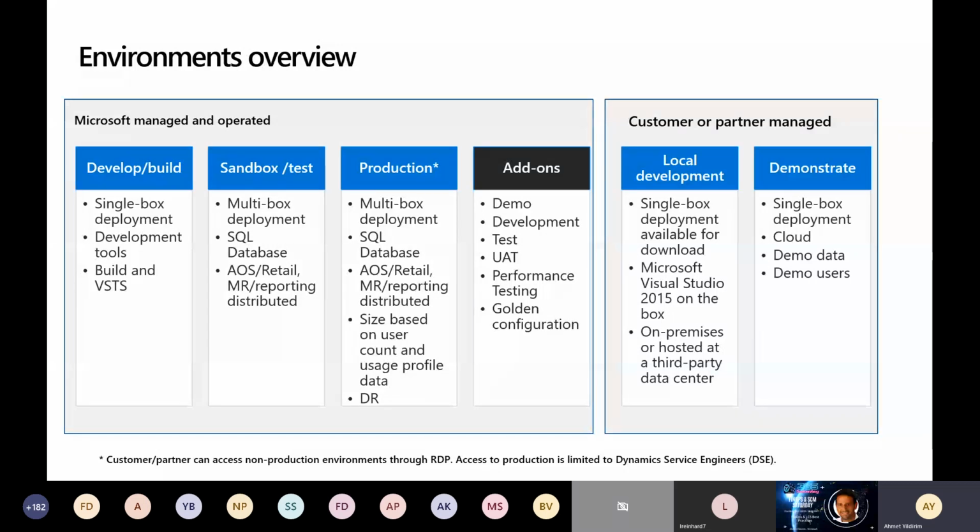And as you see here, I put an environments overview in two boxes. On the left side, you see the Microsoft managed and operated. On the right-hand side, you see the customer and partner managed. In the local, customer and partner managed side, you can use the VHD machines for demonstration. On the left side, you have the 3 machines that you are handed over when you begin the project, and you can have the add-ons as you see here: demo, development, tests, UAT, performance testing, and golden configuration environments.